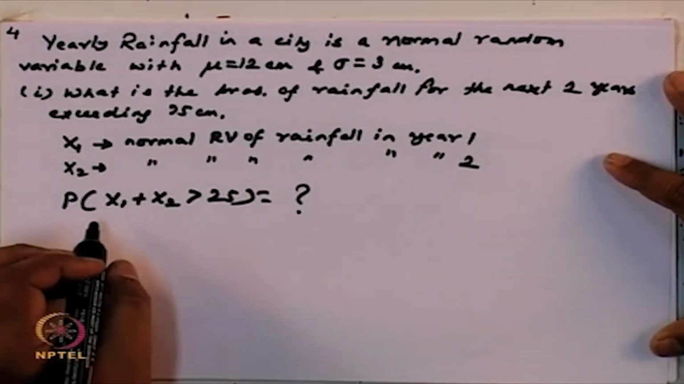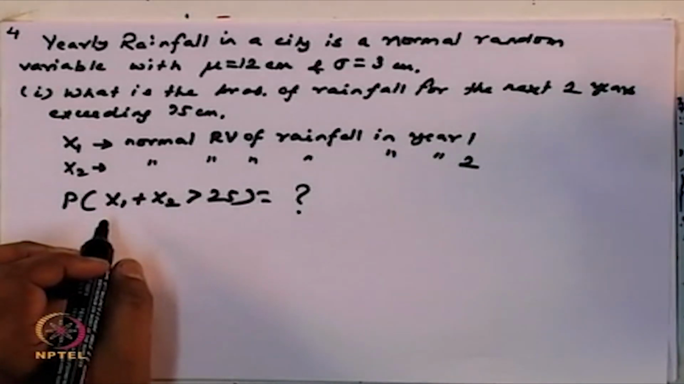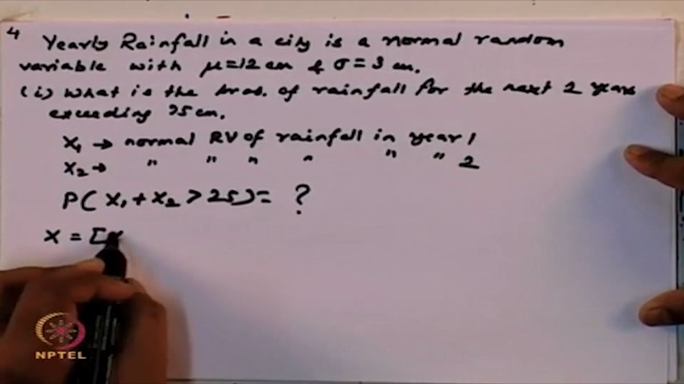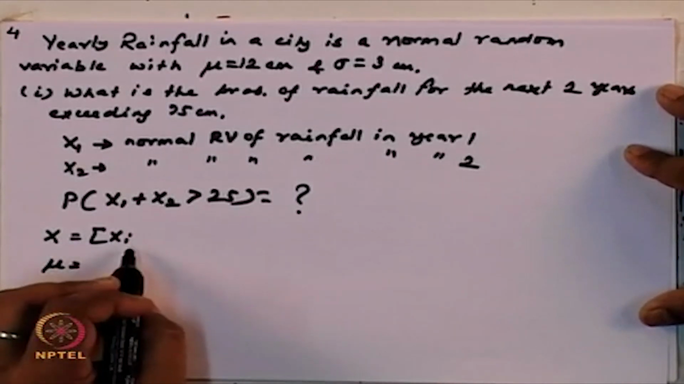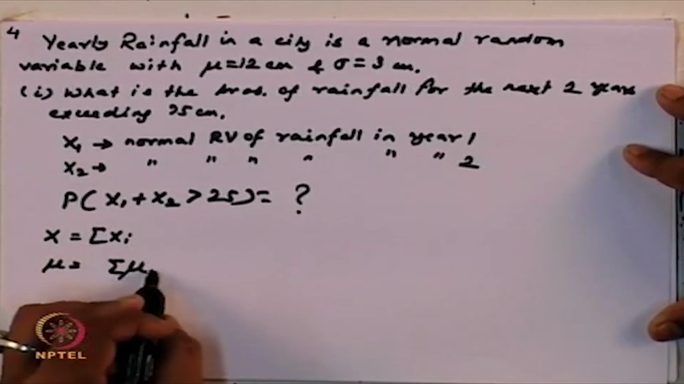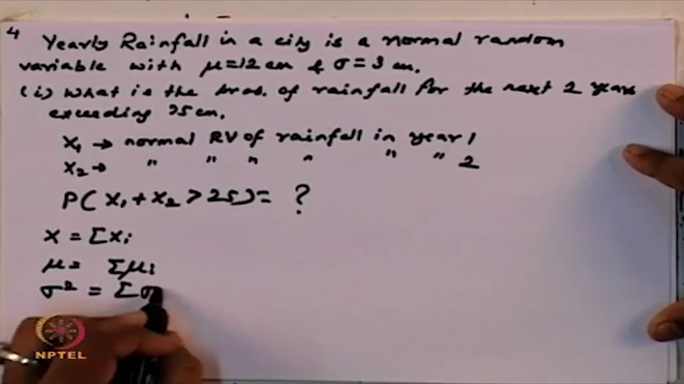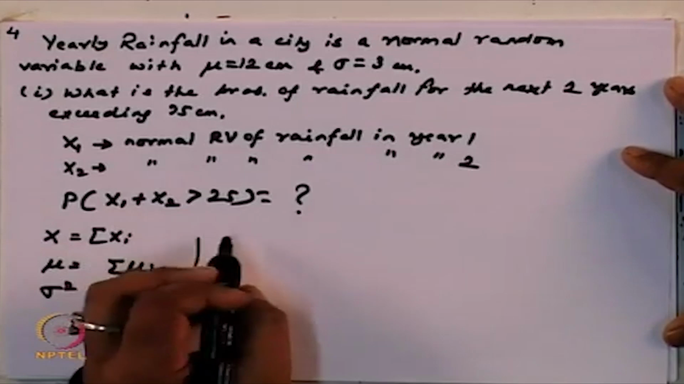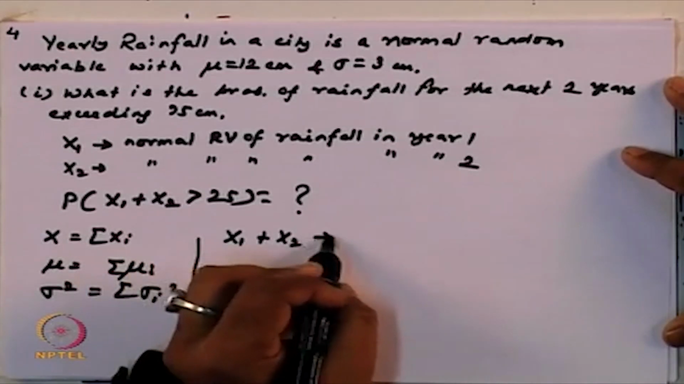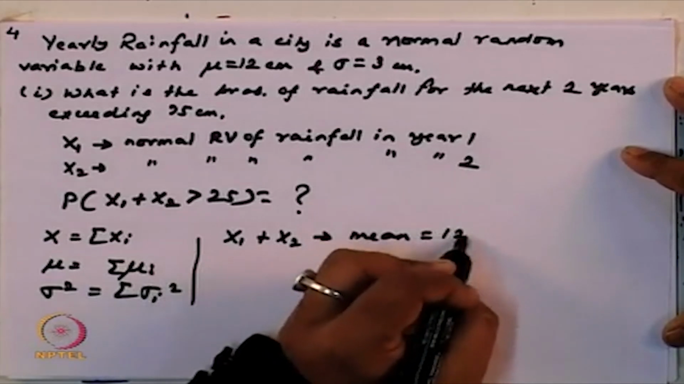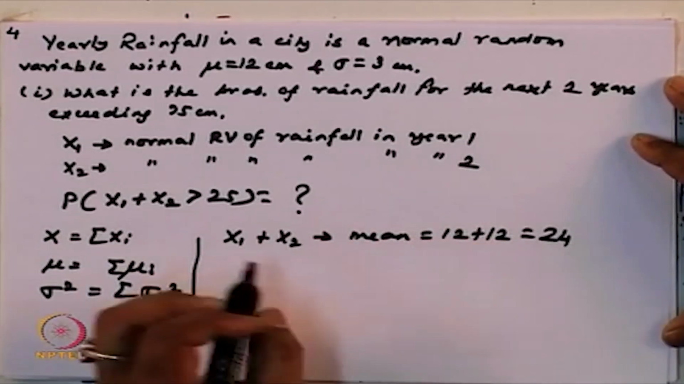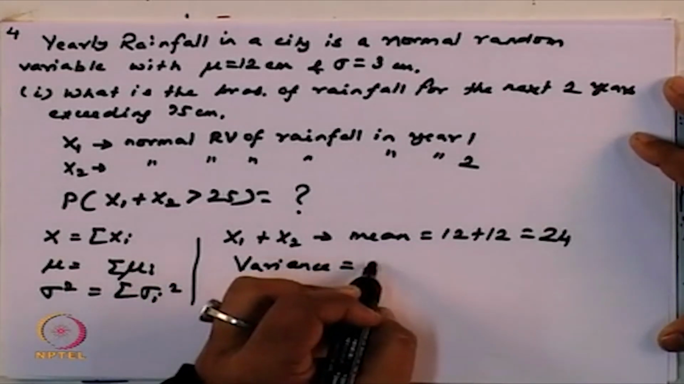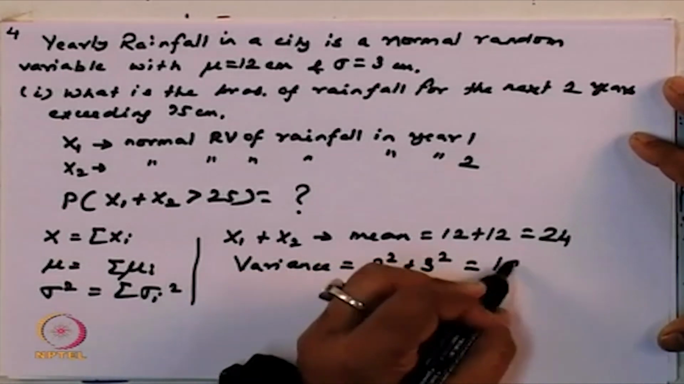Now, invoking the theorem that we just proved, that for a variable x defined as the summation of xi, where the xi are normal random variables, mu is summation mu i and sigma square is summation sigma i square. If we use this idea, then the variable x1 plus x2 should have mean equal to 12 plus 12, that is 24, and variance equal to 3 square plus 3 square, equal to 18.